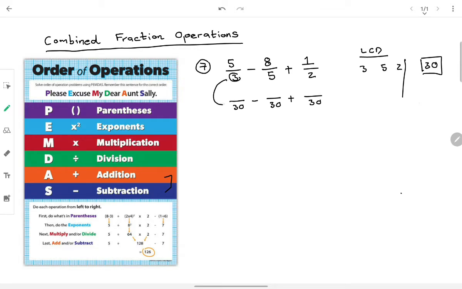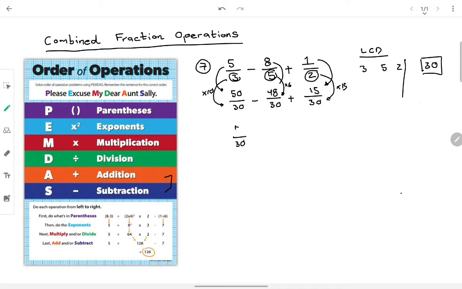3 gets multiplied by 10. So 5 is also multiplied by 10. We will get 50 over 30. 5 is multiplied by 6. So 8 is also multiplied by 6. So we will get 48 over 30. 2 is multiplied by 15 to get 30. So 1 is also multiplied by 15. We will get 15. So let's put it in.